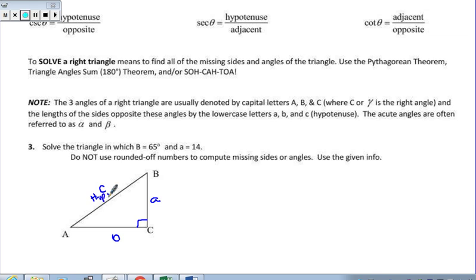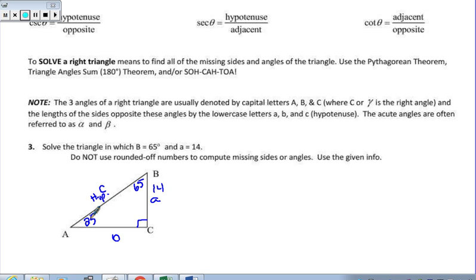Okay, so it's telling us that angle B is 65 degrees, and that side A is 14, and they want us to find the missing pieces. The easiest piece to find here is this angle A. All triangles sum to be 180 degrees. So 180 minus 90 minus 65 would get us a 25 degree there.